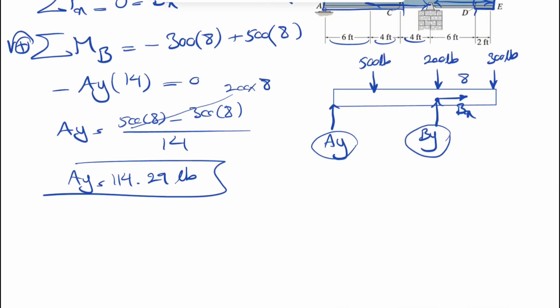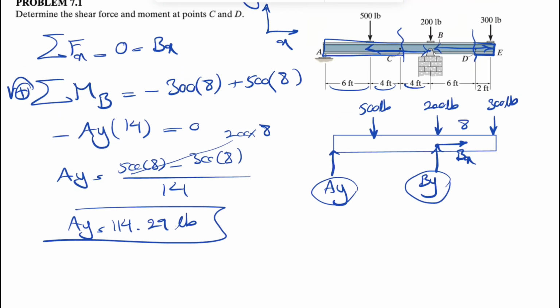Now if we do the sum of all forces in Y, we can find BY as well. But we really don't need to find BY, because what we care about at this point is this part of the beam that I'm highlighting in yellow for finding the internal forces at C, and this part of the beam for finding the internal forces at D.